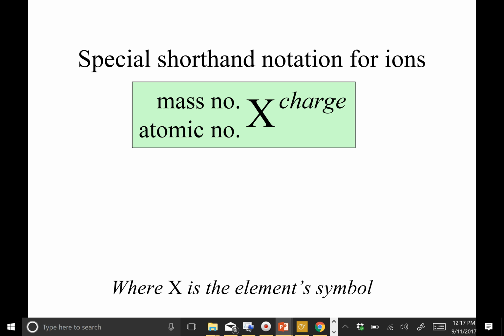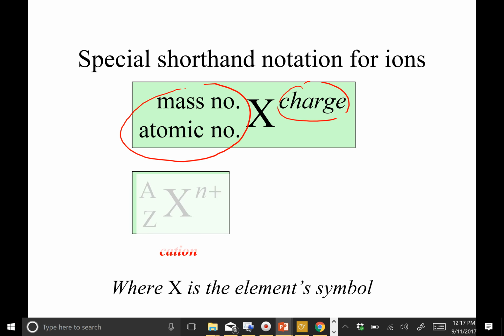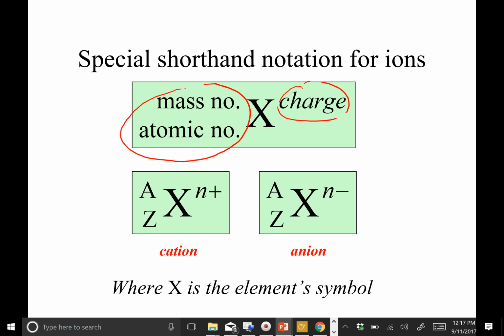So now with an ion, we still have the mass, the big number on the upper left-hand corner, and the small number on the lower left-hand corner. But now we have a symbol, either plus or minus, and then a number in the upper right-hand corner, which indicates its charge. So a cation would look like this, and an anion would look like this. Okay. So again, we're going to talk more about why an atom would lose electrons or gain electrons, but that's just kind of a notation.